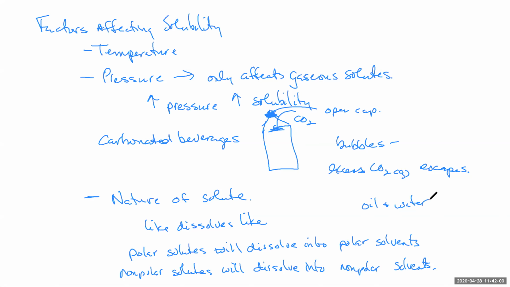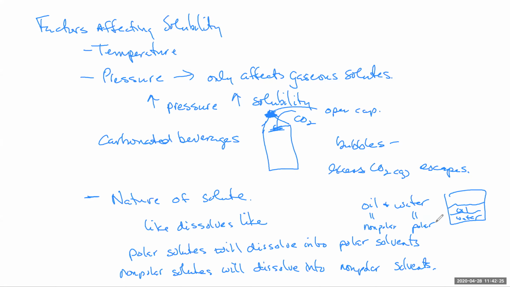So as a quick example, if you try to mix oil and water, you know that regardless of how hard you shake it, once you stop shaking it and you let it sit, the oil and water separate out again. So you're going to end up having two layers. You'll have oil on top and water on the bottom. The reason that oil and water don't mix is because oil is nonpolar and water is polar. So they're not going to mix into each other.